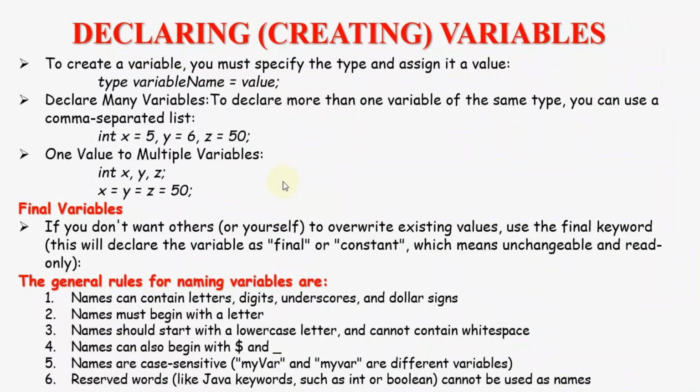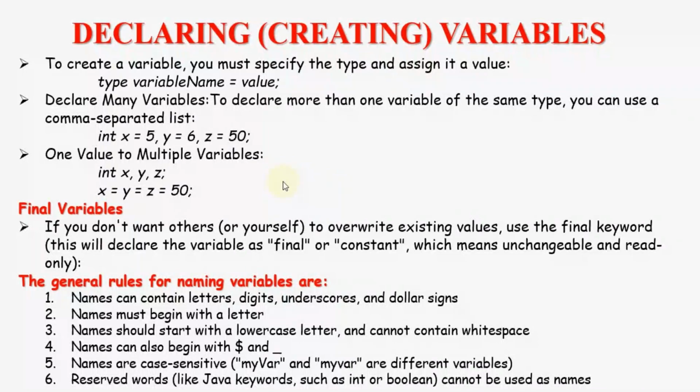Names should start with a lowercase letter and cannot contain what? White space, right? Names can also begin with a dollar sign and what? Underscore, right? So names are case sensitive. So myVar and myvar are different variables. In naming a variable, know that names are case sensitive.